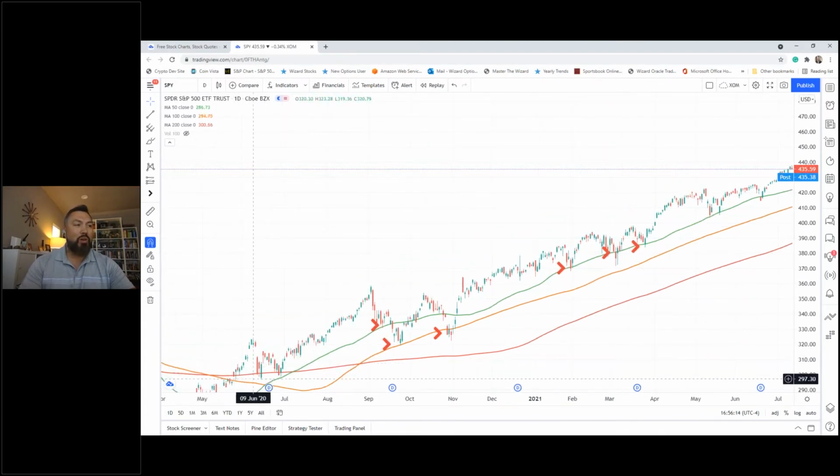Well, we haven't been below the 200 moving average since May 26, 2020. Okay, so we're talking 14, 15 months. Because what we're going to explain now is how to.